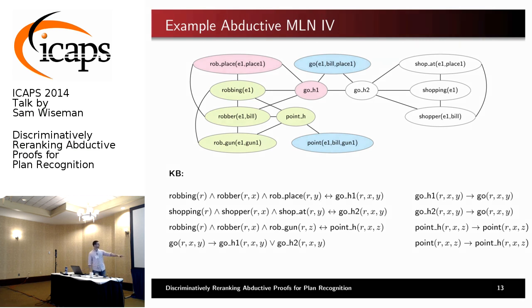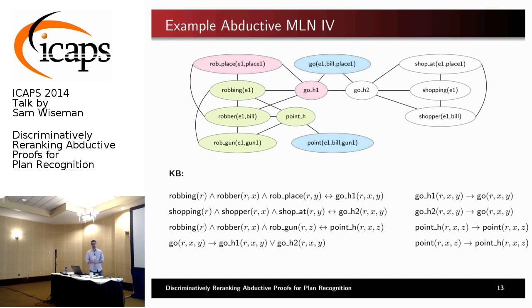Now go H2 is false. I'm going to want to satisfy the second biconditional on the left-hand side. And so because go H2 is false, I'm going to want to make all that stuff on the left-hand side, all that shopping-related stuff, also off. So that's great. This is a great interpretation of what's going on.